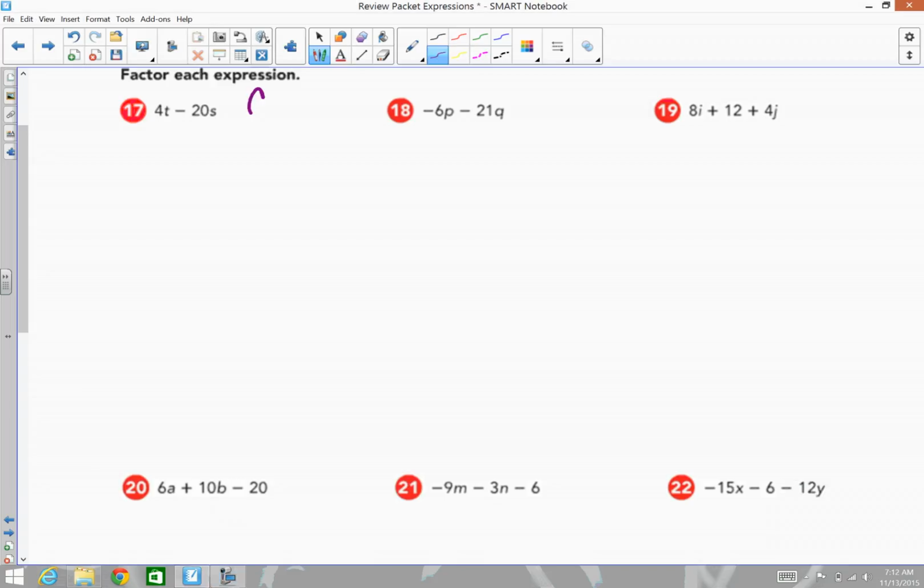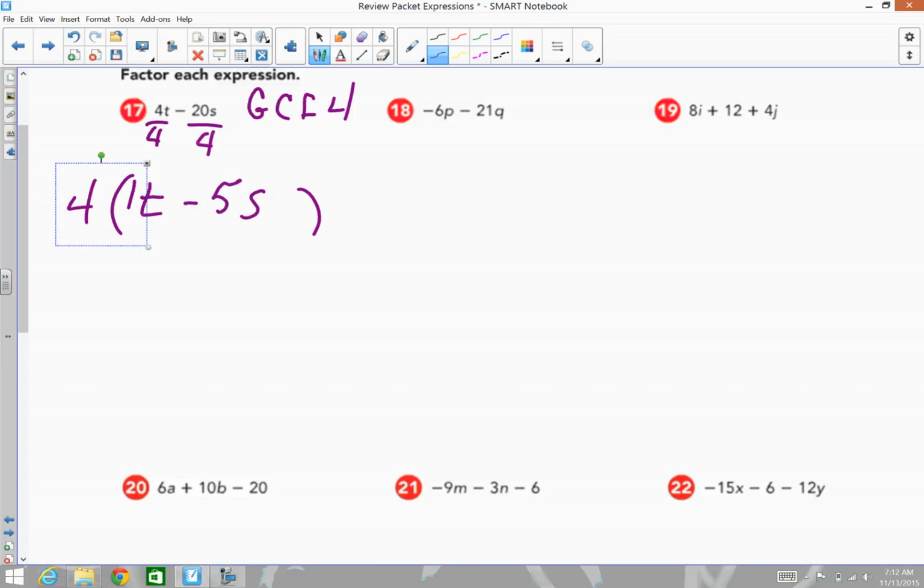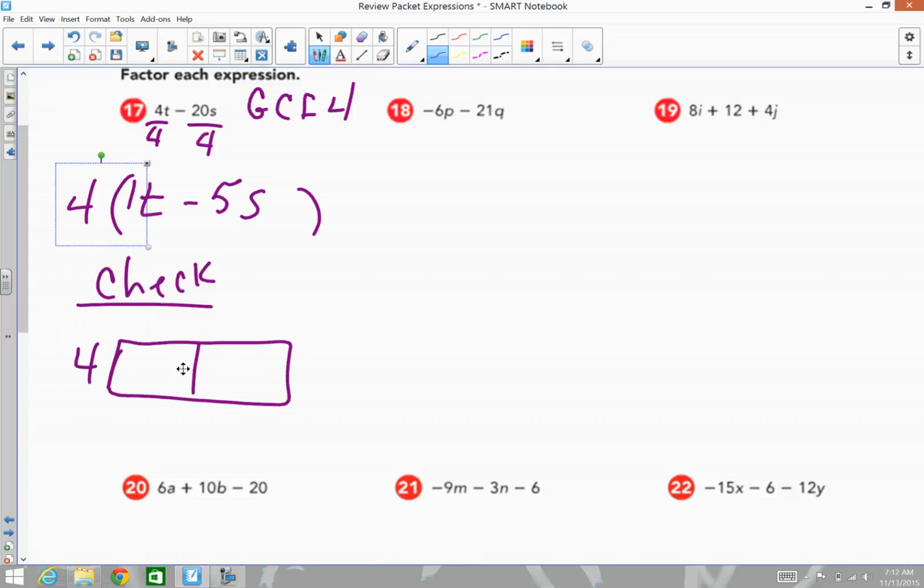For number 17, the GCF is 4, so we're going to divide each term by 4, and 4 goes on the outside of our parentheses. 4t divided by 4 is just 1t, and negative 20s divided by 4 is negative 5s. So that's your final answer. That's factored form. And if you wanted to check, all you have to do is distribute to make sure you get back to where you started. Okay, so 4 times 1t is 4t, and 4 times negative 5s is negative 20s. So we do get back to where we started.